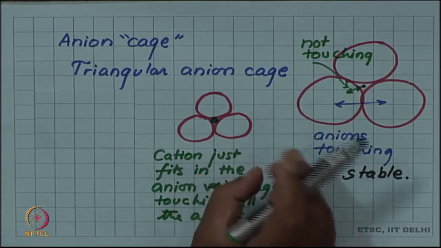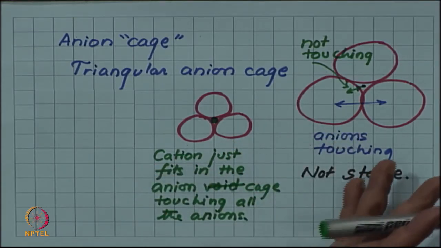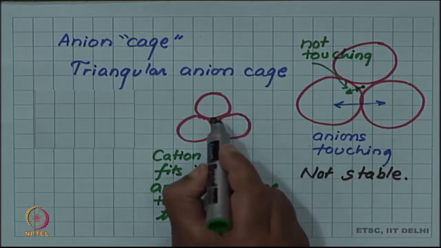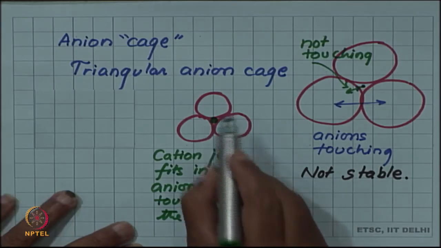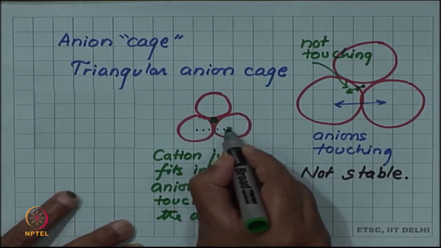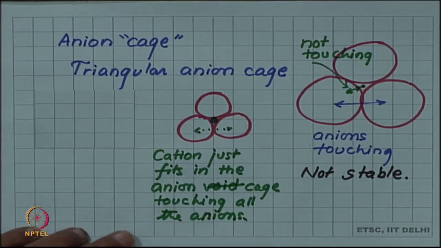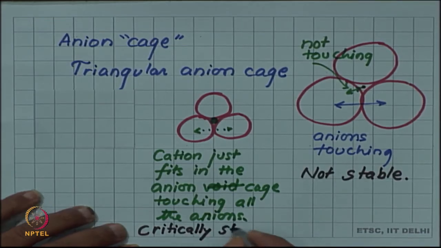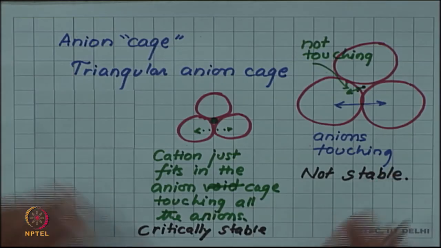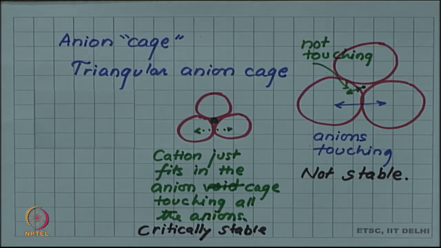So, at least we have achieved some more stability than what we had discussed here, because now cation and anion are in contact, whereas still we have not achieved a separation between anion and anion, which is not good from electrostatic energy point of view. So, this we will call critically stable. It is little better than not stable, but actually it is still not fully stable.